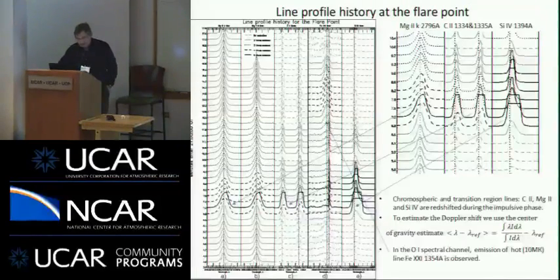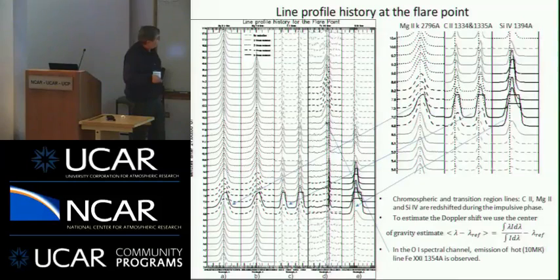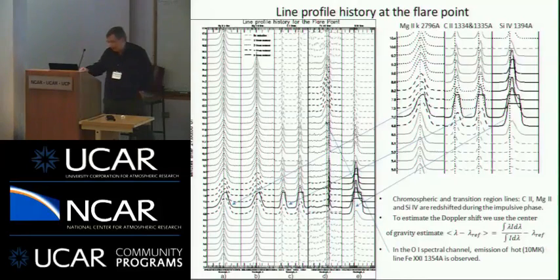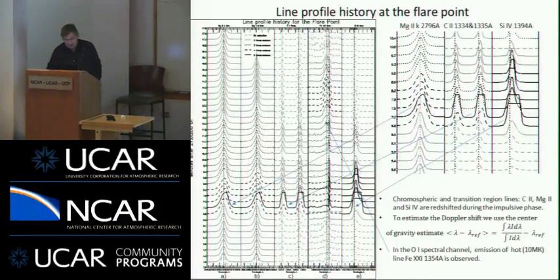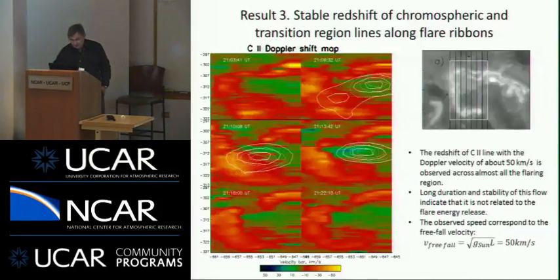Then it's interesting, the history of line profiles. I don't have time to describe it in detail, but this was for the oxygen 1 channel of IRIS. And in this channel, this hot line appeared, iron 21. What's interesting is that it appeared 6 minutes after the impulsive phase. So this is one of the puzzles that we discussed.